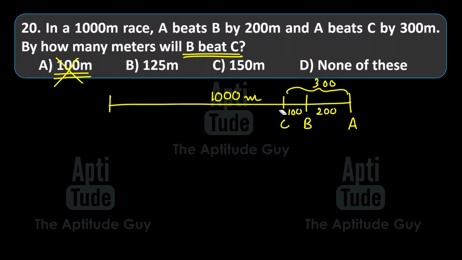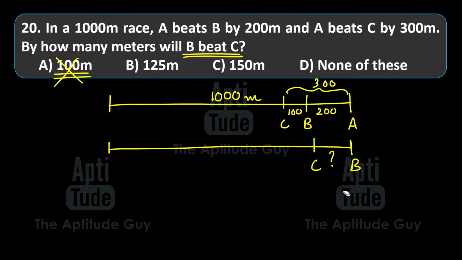At this point, the difference between them is 100. Yes. But has B beaten C yet? No. When do you beat a person in a race? When you reach the finish line. So the question actually is that when B reaches the finish line, C will be how many meters behind B?